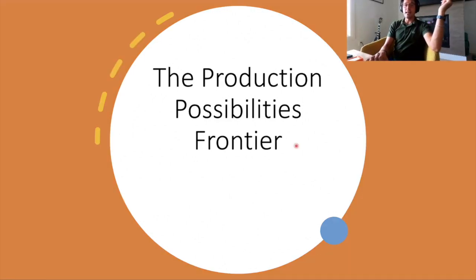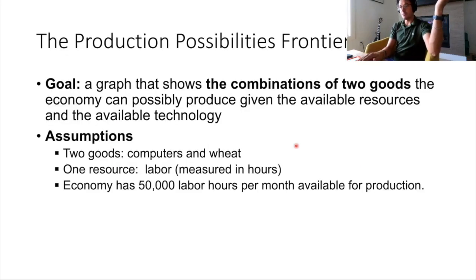So let us discuss now the second model, the production possibilities frontier. Now, the goal of this model is to show the combination of two goods that an economy can produce given the available resources and technology. The idea is to pile up all the resources and technology that an economy has, and see what is the maximum amount of two goods that this economy can produce.